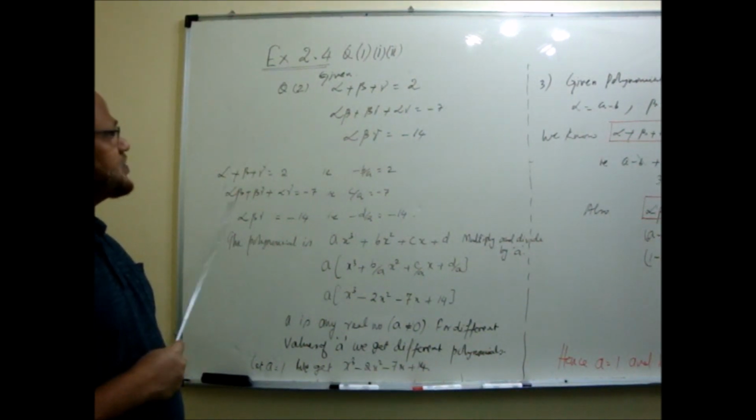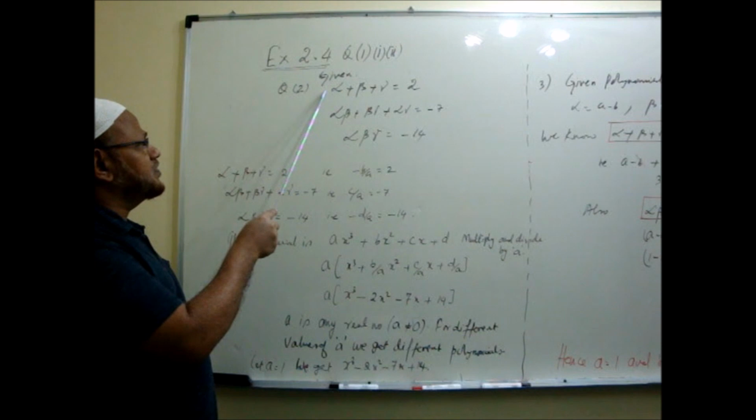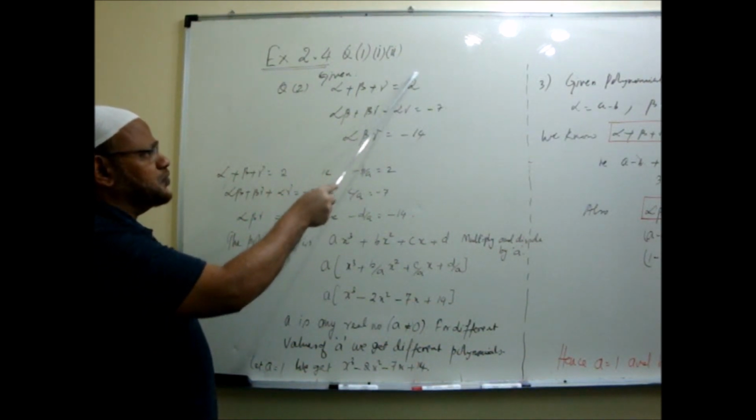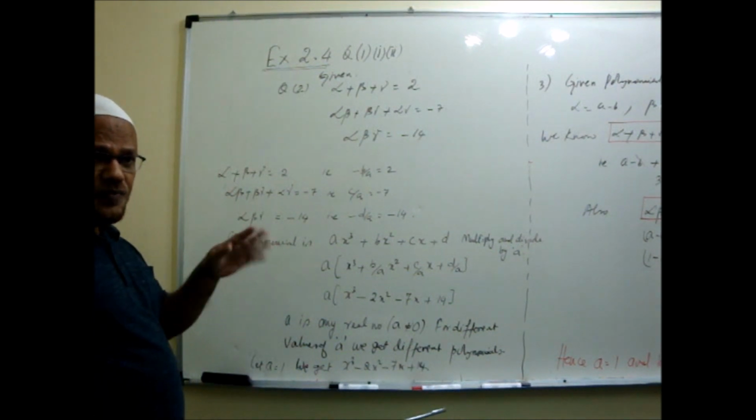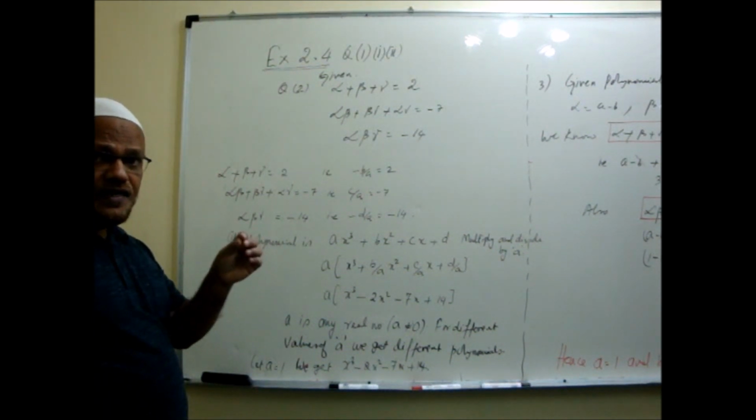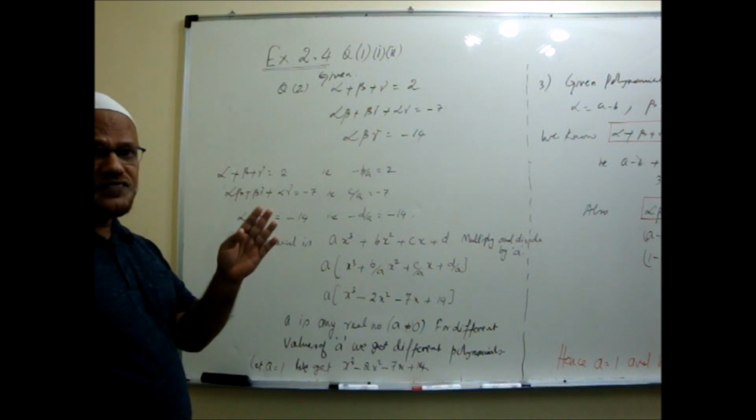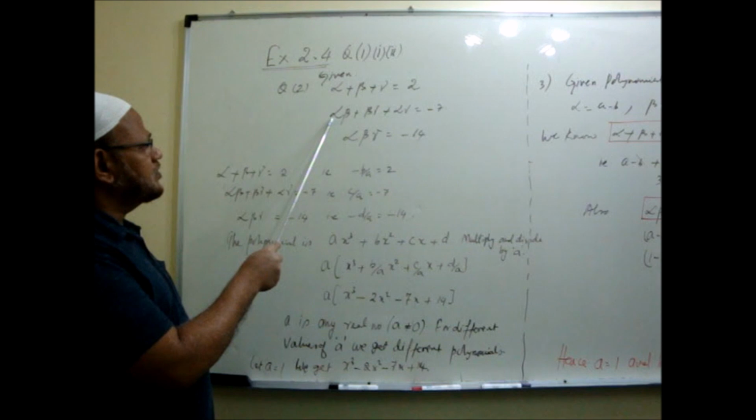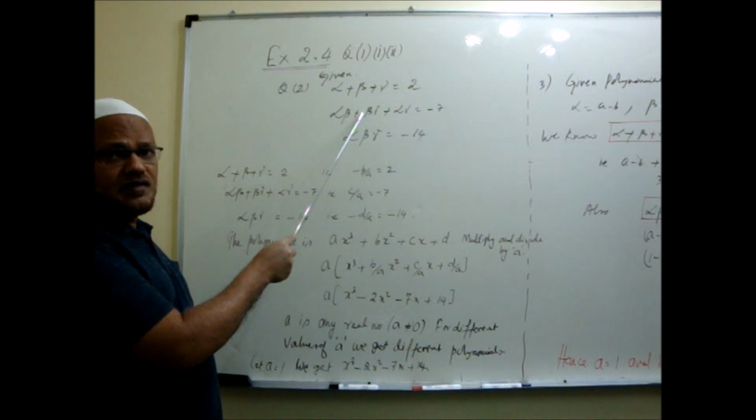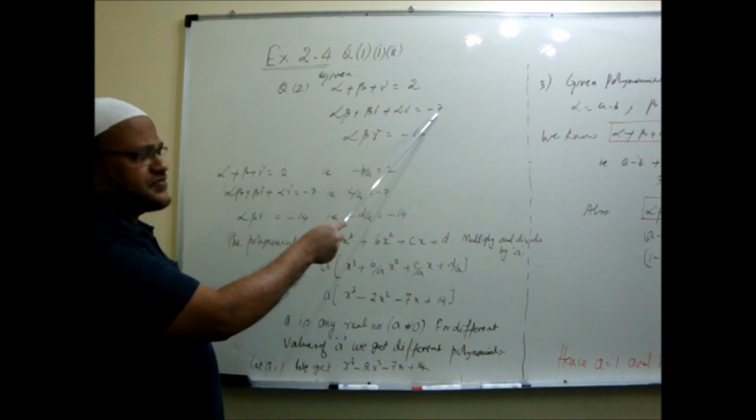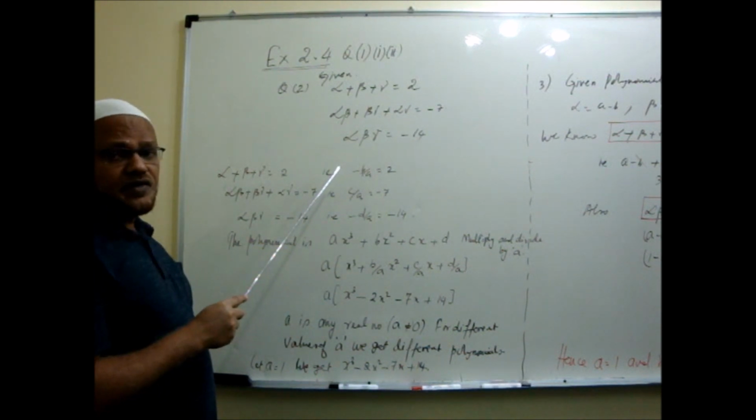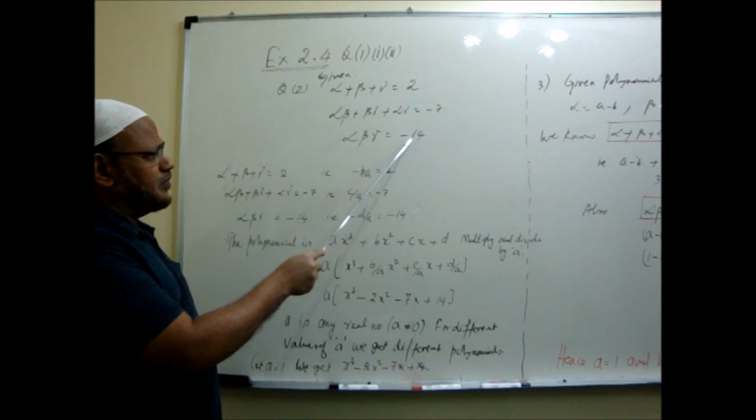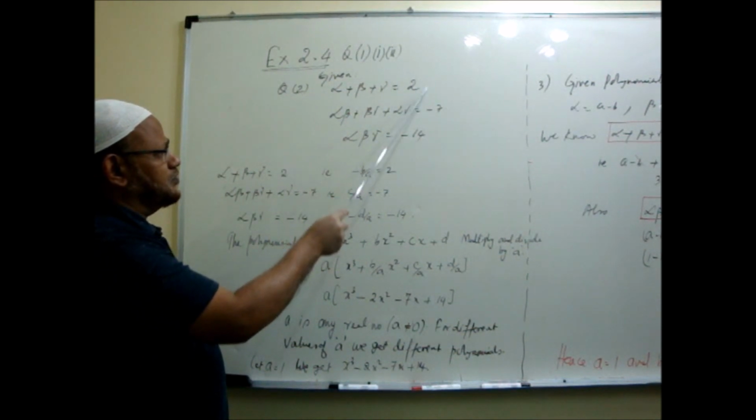What does the question say? They have given you the sum of the zeros, meaning alpha plus beta plus gamma, they gave 2. Then they gave the sum of product of zeros taken 2 at a time. What does it mean? That alpha beta plus beta gamma plus alpha gamma, minus 7 they gave. Third thing, they have given the product of zeros, meaning alpha into beta into gamma, minus 14. These are the three values they give.